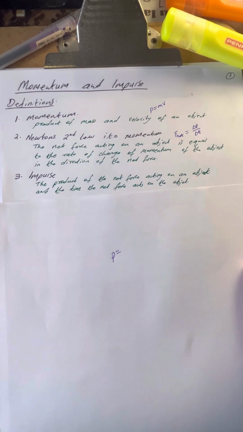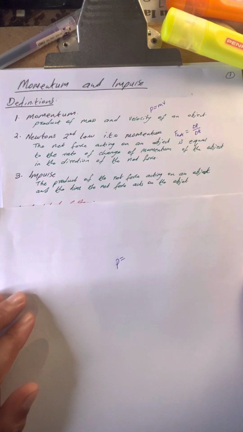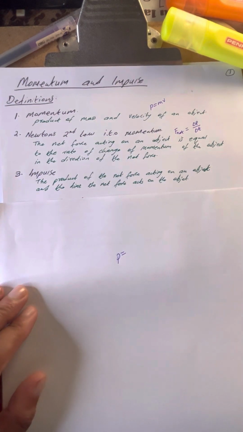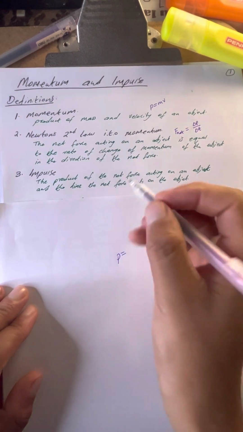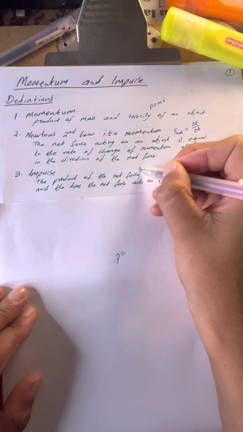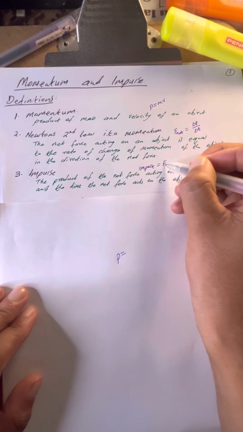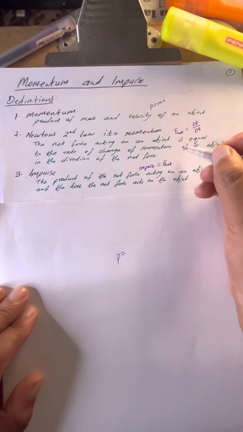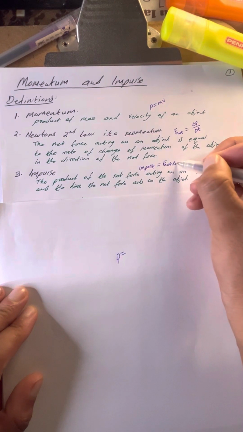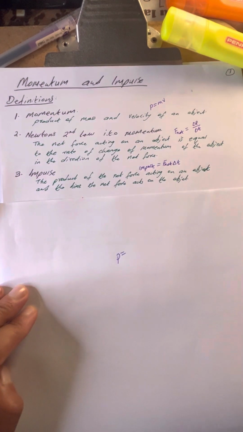Definition number 3 is the one for impulse, and it states that impulse is the product of the net force acting on an object and the time for which the net force acts on the object. So in other words, we say impulse equals the net force multiplied by the time for which the net force acts on an object.